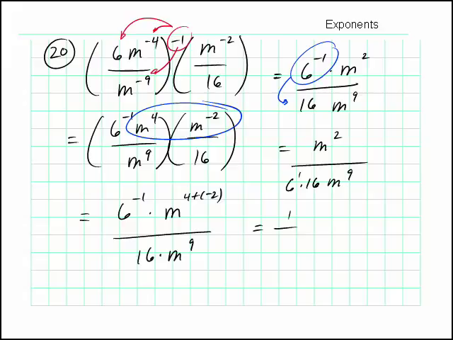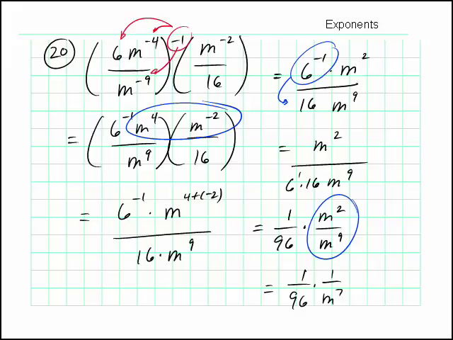So this is actually equivalent to 1 over 96, and then I got an m squared over m to the 9th here. Subtract those exponents, and we will end up with our result, which will be 1 over 96 times a 1 over m to the 7th. Put that all together, 1 over 96 m to the 7th power. Done.